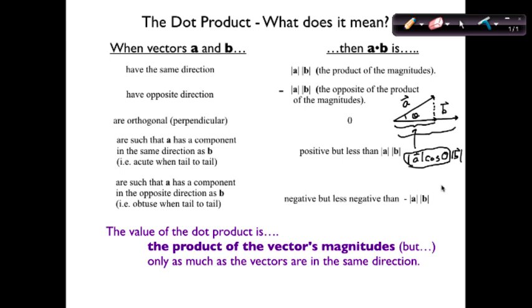Putting them tail to tail, you get this angle between them. Taking the cosine of the angle then takes how much of one is in the direction of the other. But it's still essentially multiplying the product of the magnitudes, but only as much as the one is in the direction of the other.